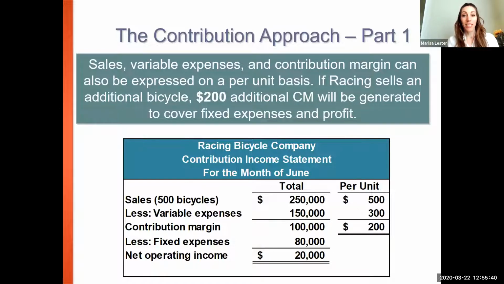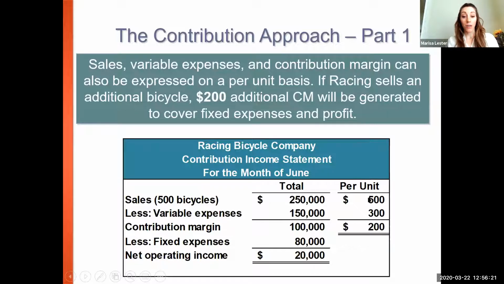All right, so let's look at some of the relationships between these line items. First of all, when you make a contribution margin income statement, you'll see your totals, right? Total sales revenue minus total variable expenses gives you total contribution margin, minus total fixed expenses gives you total net operating income. But then you might also see two more columns. So far we're just looking at one additional column, and that is expressing sales revenue on a per unit basis, expressing variable expenses on a per unit basis, and expressing contribution margin on a per unit basis.